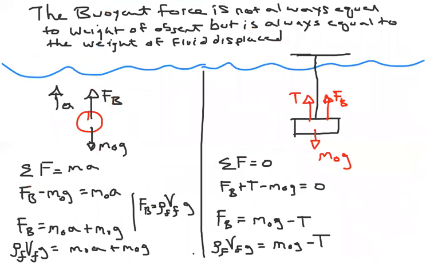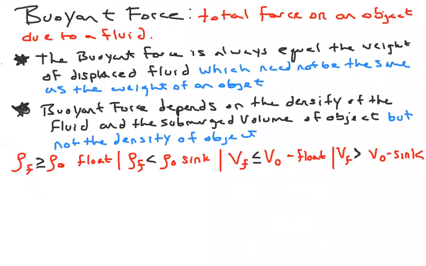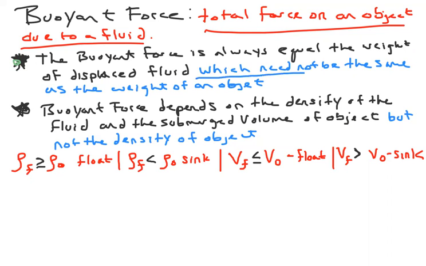All right, so just to restate what we're saying. The buoyant force is the total force on an object due to a fluid. The buoyant force comes from the fluid. It's just the force from the fluid on the object. That's all the buoyant force is. What are the things we have to pay attention to? Well, first of all, the buoyant force is always equal to the weight of fluid displaced, which need not be, this is very important, this slide, the same as the weight of the object, okay?